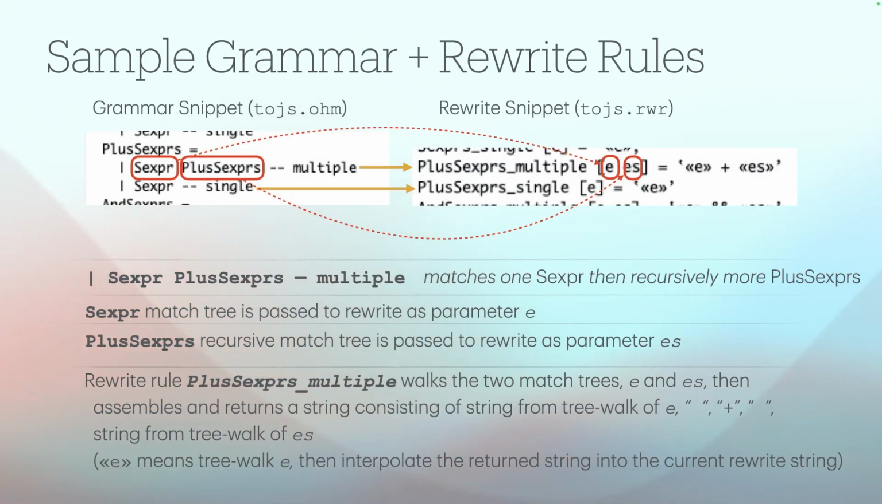Here are some snippets from the grammar and RWR files. There is a one-to-one correspondence between the rules. Ohm JS uses the grammar to parse incoming text into syntax trees. Normally, Ohm JS expects programmers to write semantic functions in JavaScript, but the use of the RWR little DSL makes it possible to parse and rewrite text without having to write any JavaScript.